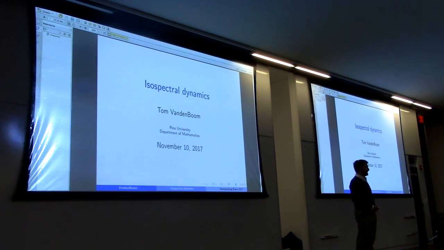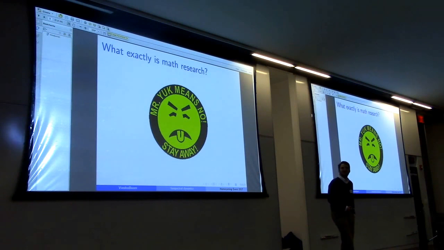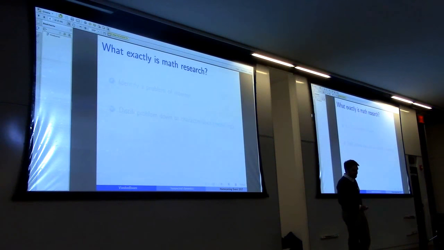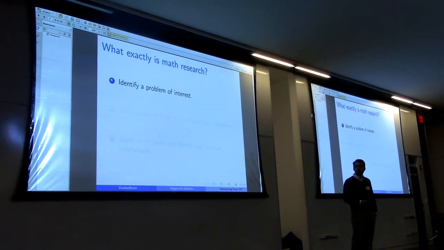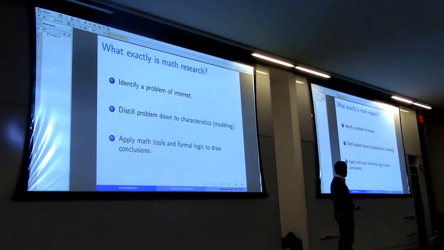So often when I tell people what I do, that I research mathematics, they recoil in some combination of horror and disgust. "Research math," they'll ask, "like finding new numbers?" No, not exactly. What math research really is all about is identifying a problem you care about and distilling that problem down to its fundamental characteristics via mathematical modeling, and then applying quantitative tools like arithmetic and calculus and formal logic to derive objectively true conclusions.